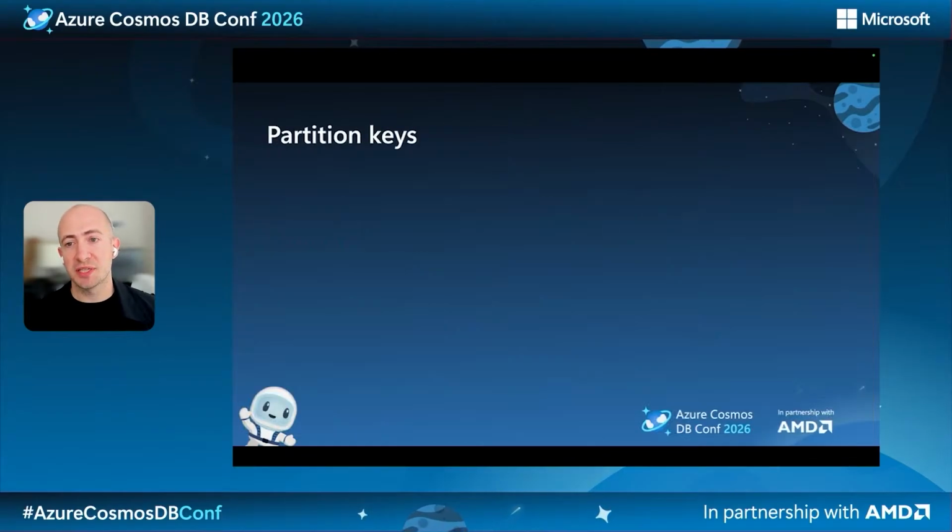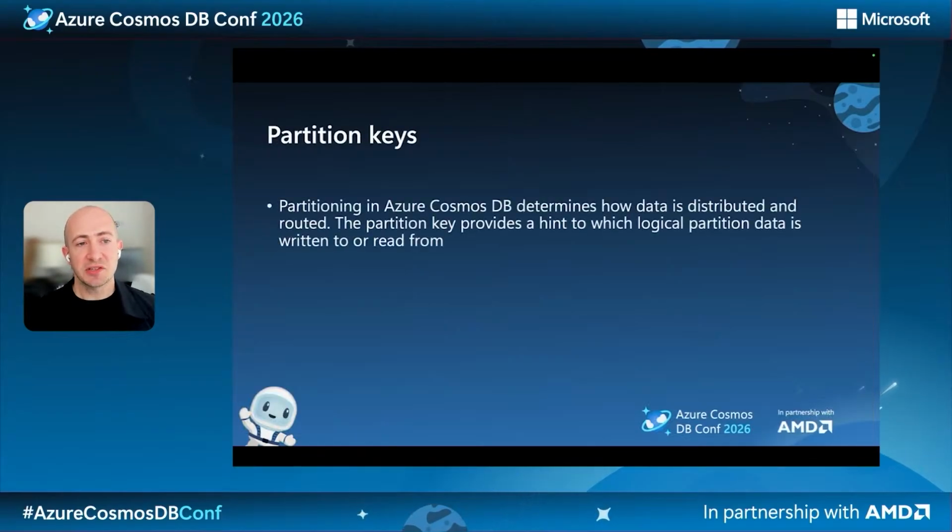So let's start with partitioning. Partitioning in Azure Cosmos DB determines how data is distributed and routed. Partition key provides a hint to Cosmos DB to which logical partition the data should be written to or read from.